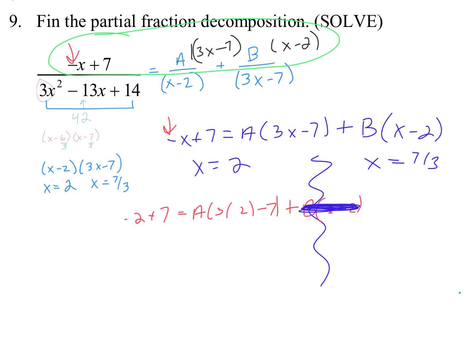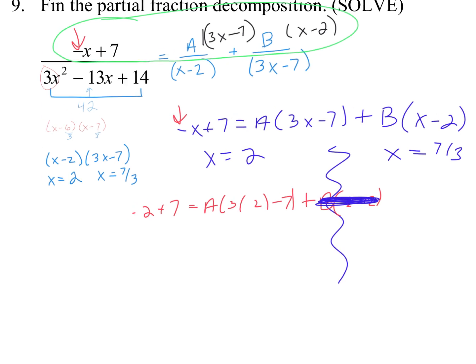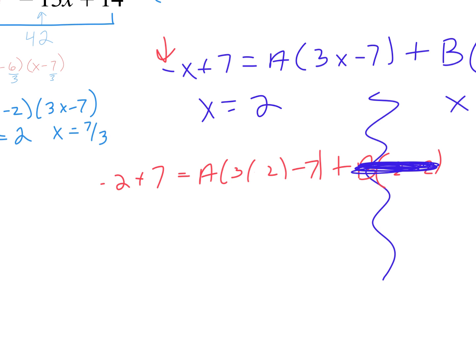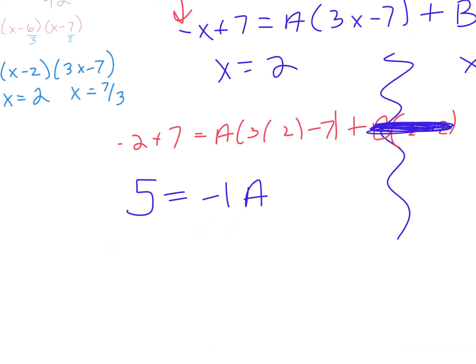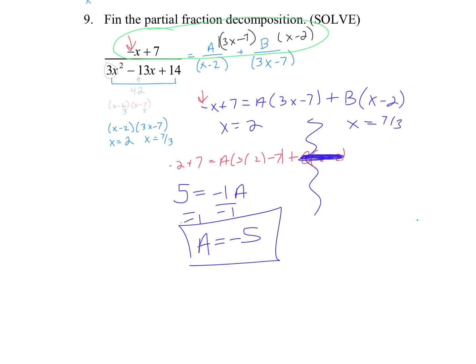Every single time you do this, guys, every variable should cancel except for 1 because you're just solving for that 1. So what's negative 2 plus 7? 5. Thank you. Equals. All right, let's evaluate. 3 times 2 is 6, and 6 minus 7 is? Negative 1. Okay. You divide both sides by negative 1. So A equals negative 5. Everybody okay with that? Okay, that's one part of my answer.